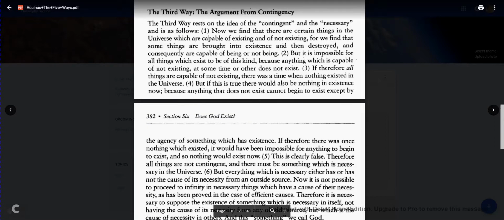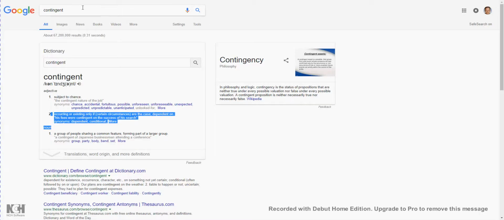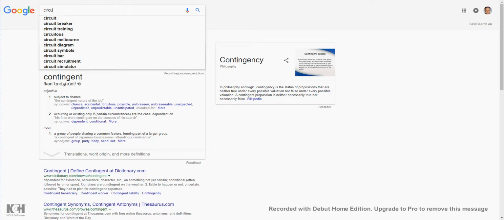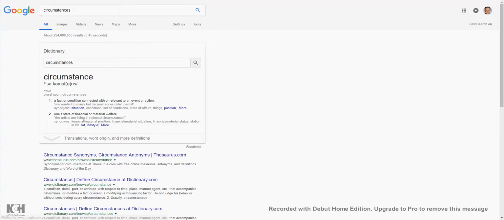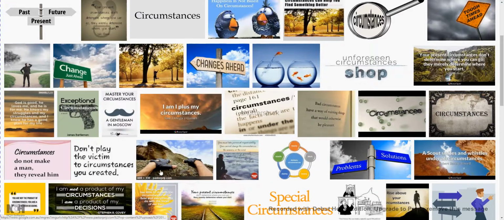The third way rests on the idea of the contingent, which means coming to being based on the right circumstances. So we need to put in here a picture of circumstance, just so we know that that's what we are thinking about. I hate these winky things. Yeah, let's put the rock climbing in.